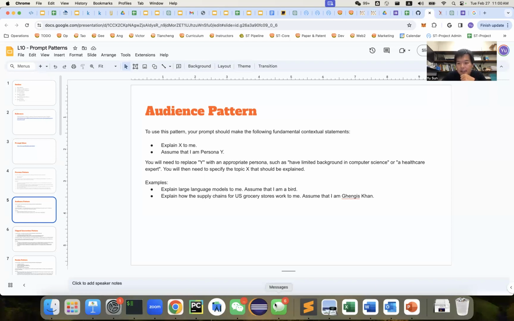Then, I think this one is from Matthew, right? Explain the concept of World War One. Assume I'm an avid Star Wars fan, right? So think about this kind of thing.